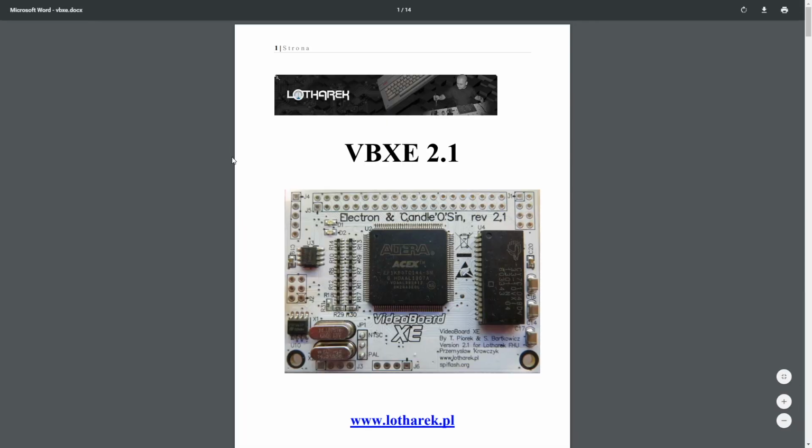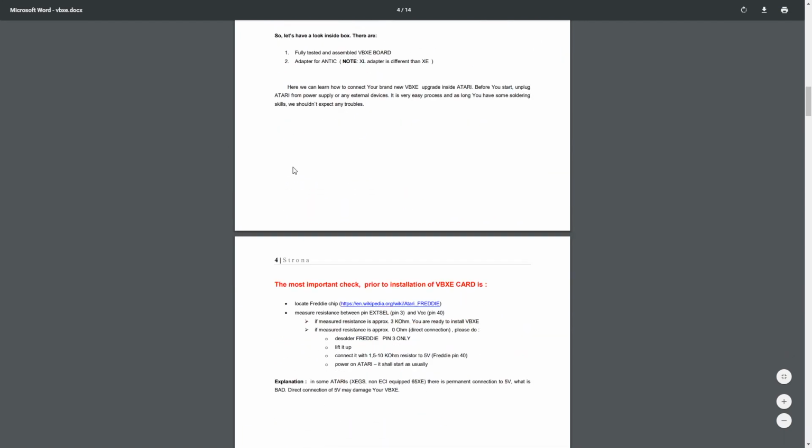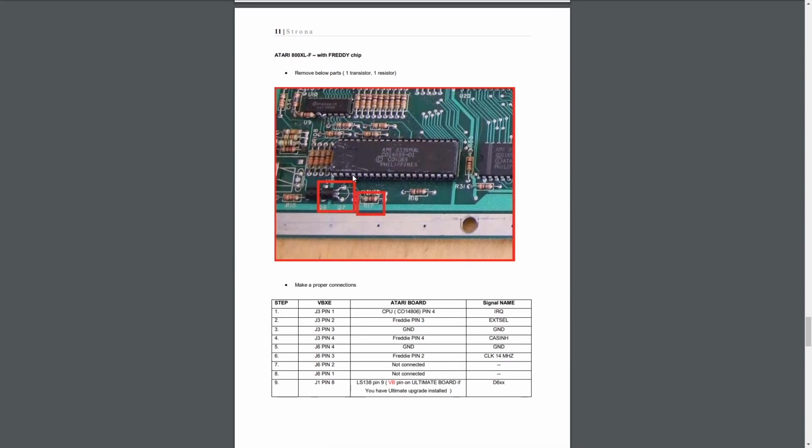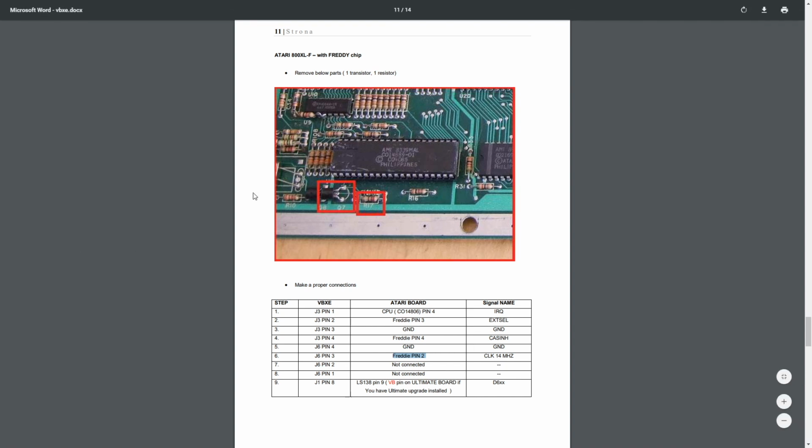All right, so if we have a look at Lithoric's installation guide here, there we go. So Atari 800XLF with FREDDIE chip. So here's the installation instructions for this machine for VBXE. So if we look at the bottom here, we have got J6 pin 4, which is ground signal. Wire that up to ground, and we've got pin 3, which is the 14 megahertz clock signal from VBXE. And as you can see, we wire this pin to the left leg of the pull-down, which has been removed, and that feeds the clock signal into FREDDIE pin 2.